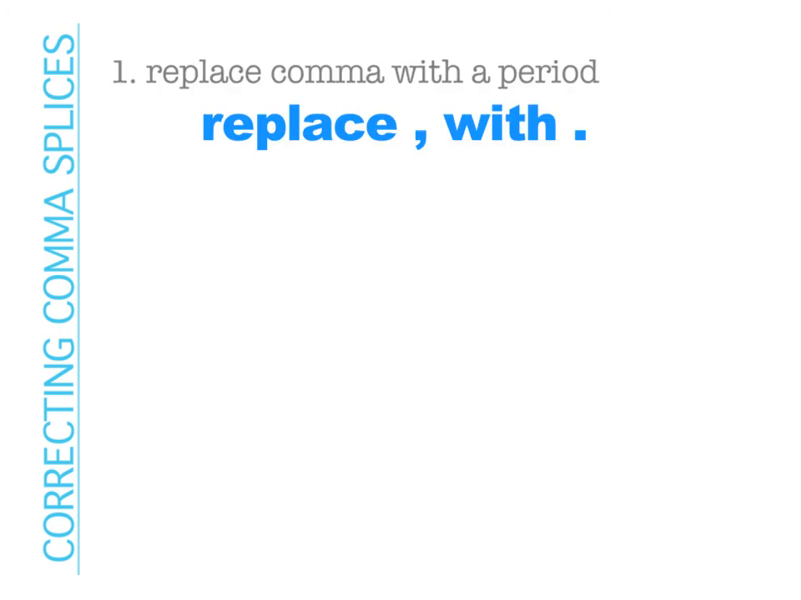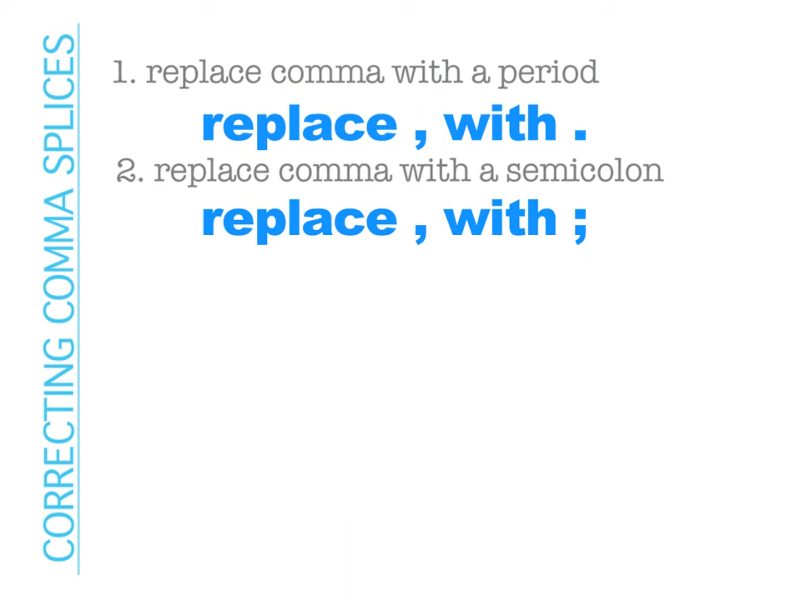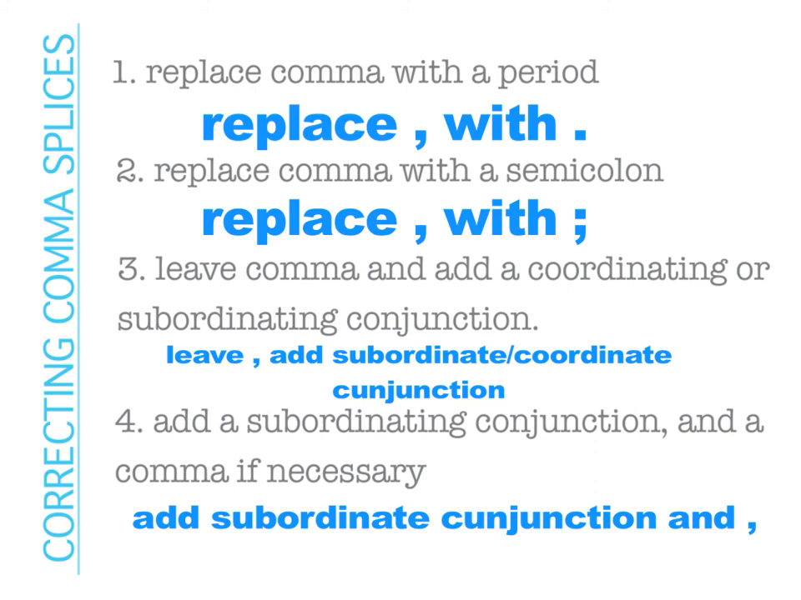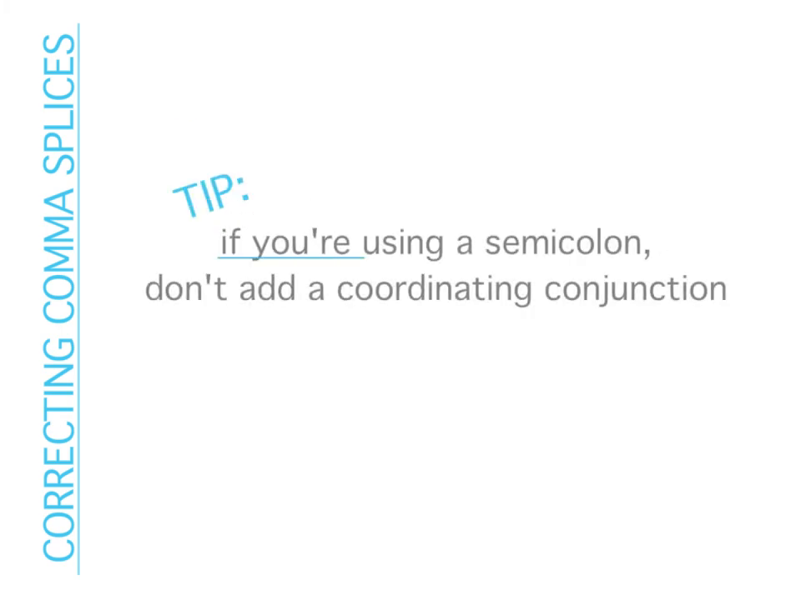1. Replace the comma with a period. 2. Replace the comma with a semicolon. 3. Leave the comma in and follow it with a coordinating conjunction or a subordinating conjunction. And 4. Add a subordinating conjunction and a comma if necessary. If you're using a semicolon, don't add a coordinating conjunction.